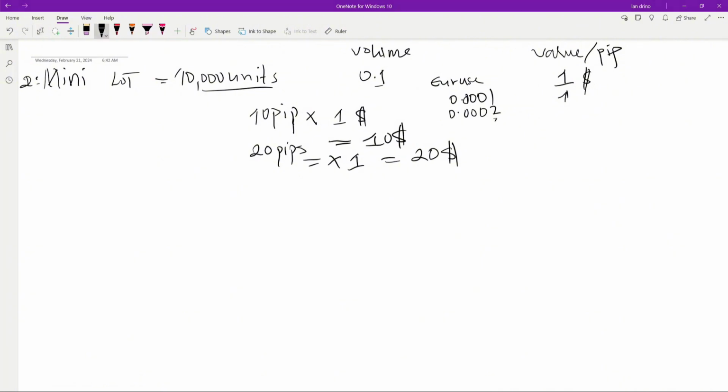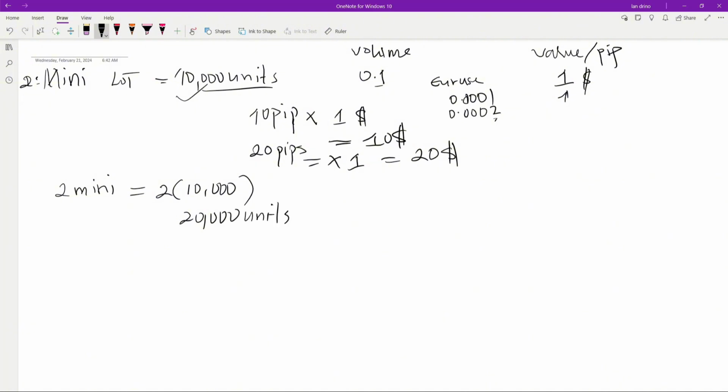You are going to hear people say, I'm trading 2 minis. What is 2 mini lots? 2 mini lots will be equivalent to, if 1 mini is 10,000 units of base currency, 2 minis will be equal to 2 times 10,000. So you are going to be controlling a position of 20,000 units of base currency.